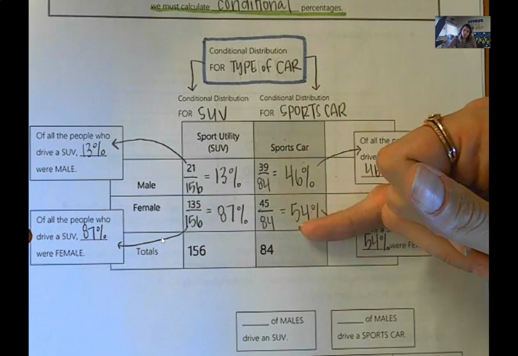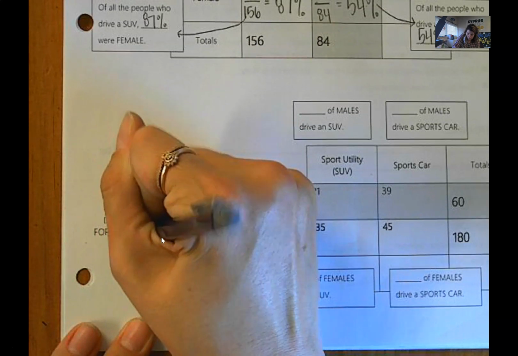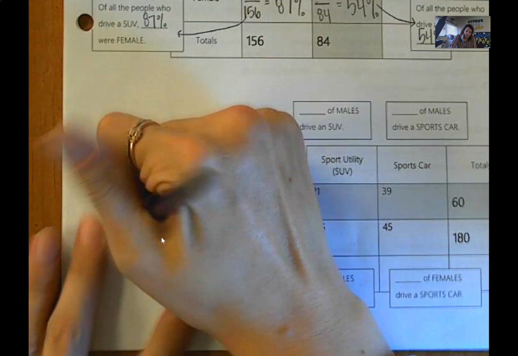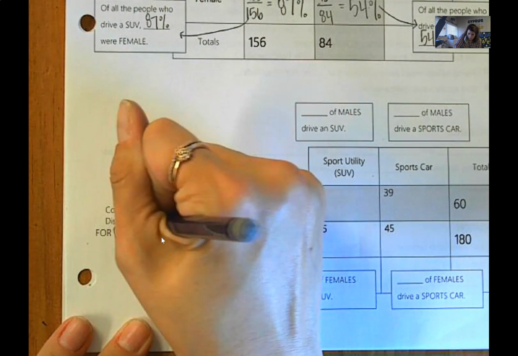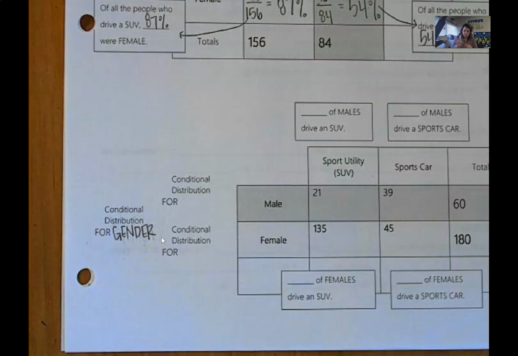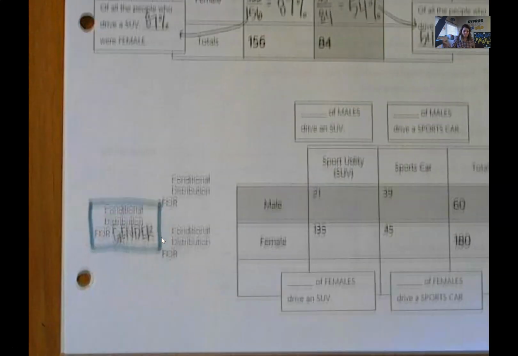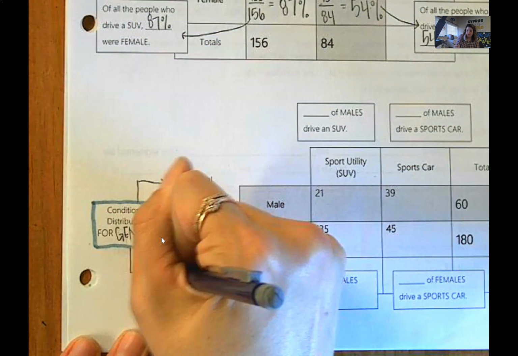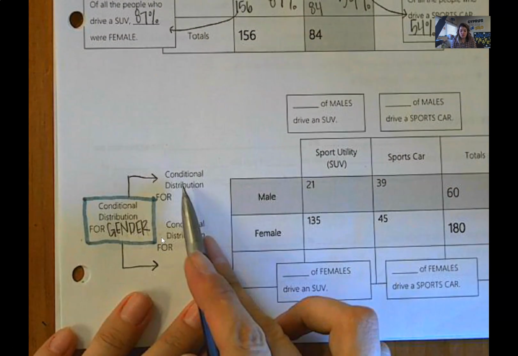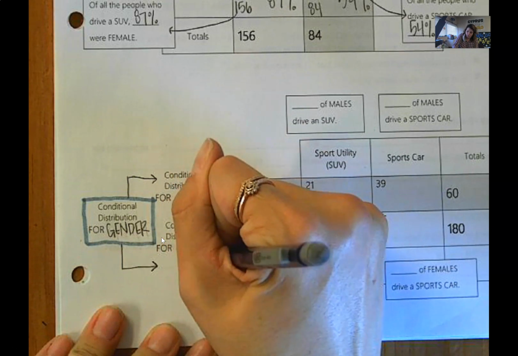That's not the only conditional distribution we can find. We can find the conditional distribution for the other variable, which is gender. So now we're on gender. I think I'm going to try to write that a little bit smaller. Sorry about that. I'm going to box that just like I did before. So conditional distribution for gender is made of two things. It is made of the conditional distribution for males and the conditional distribution for females.